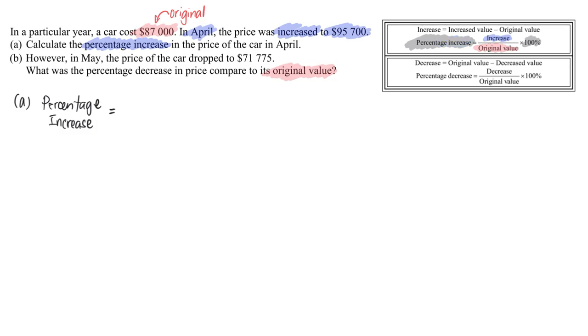And therefore, to find the increase, we would have to calculate that. So that would be the 95,700. I will need to minus away my original, so I know how much the price has increased, and I will need to divide by the original before I multiply by 100%.